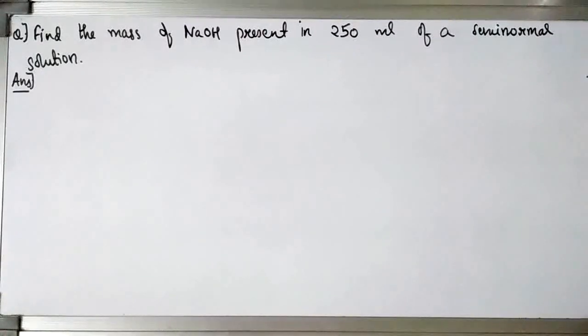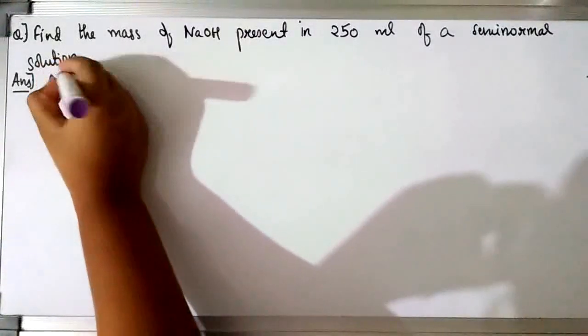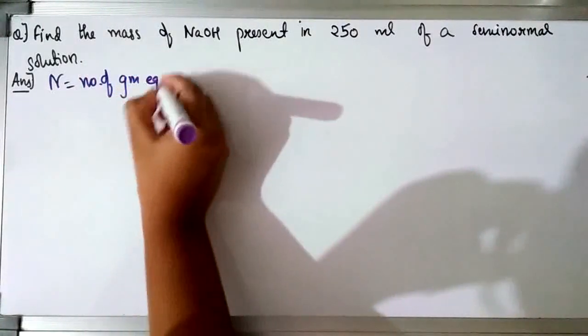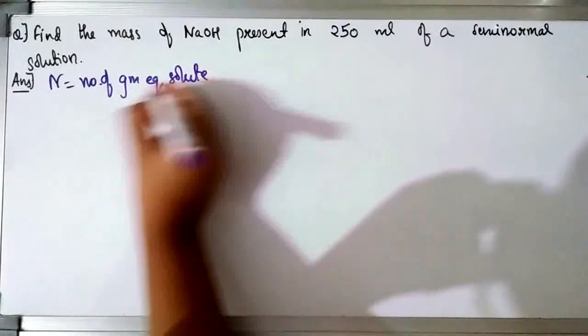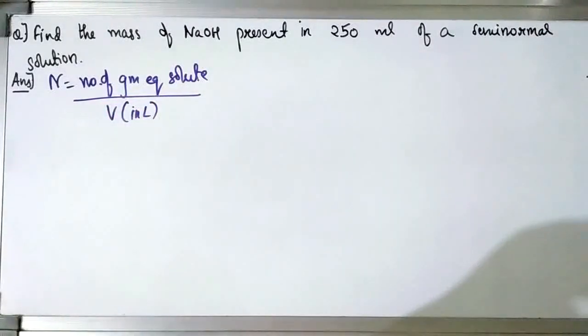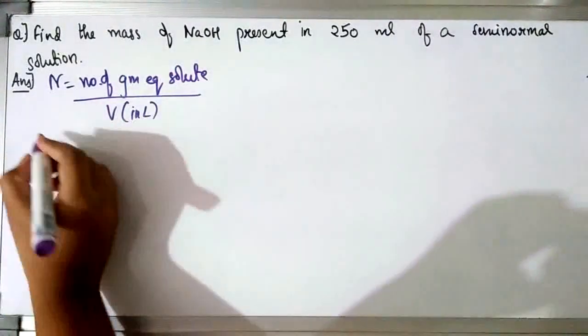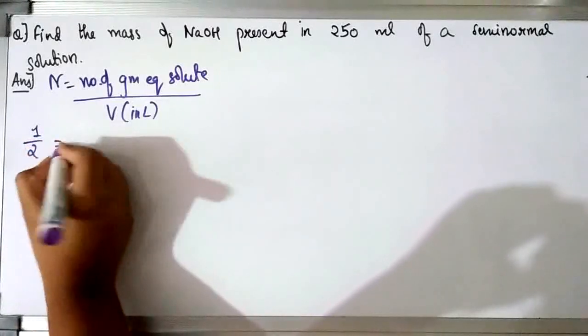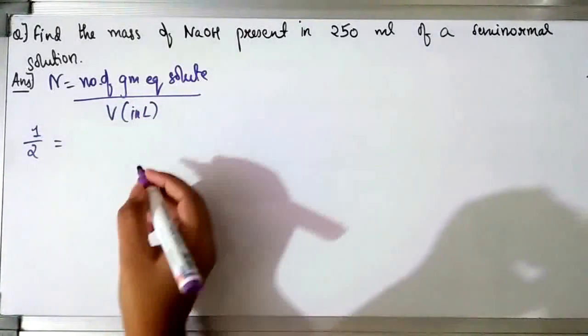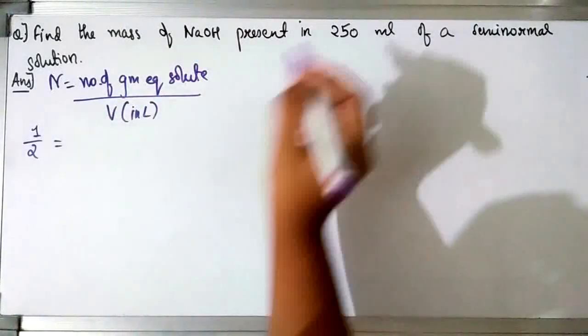We know the formula for normality, which is equal to the number of gram equivalents of solute upon the volume of solution in liters. So that is what we know about the normality. They have given us that the normality is 1 by 2 because it is a semi-normal solution, which means the normality is 1 by 2. And they have also given us the volume of solution.